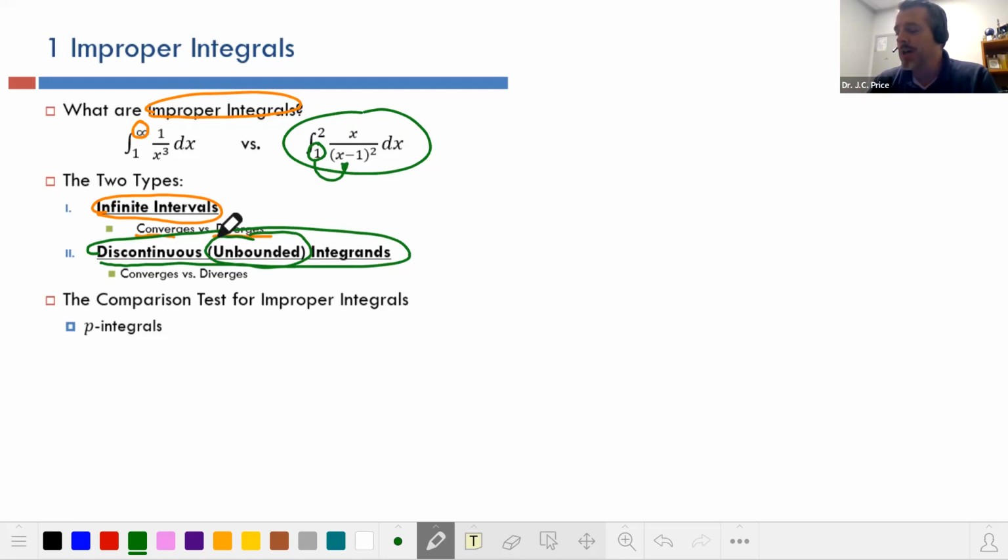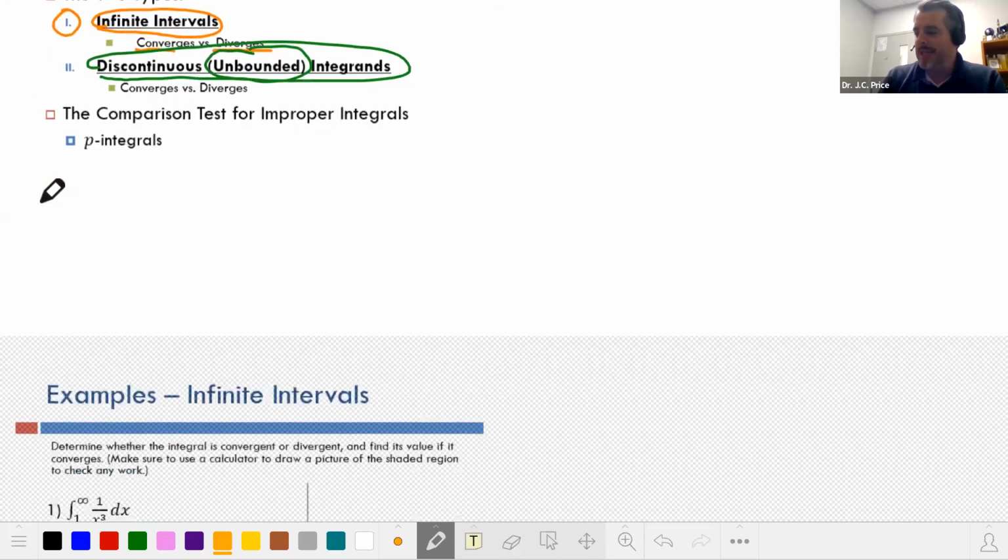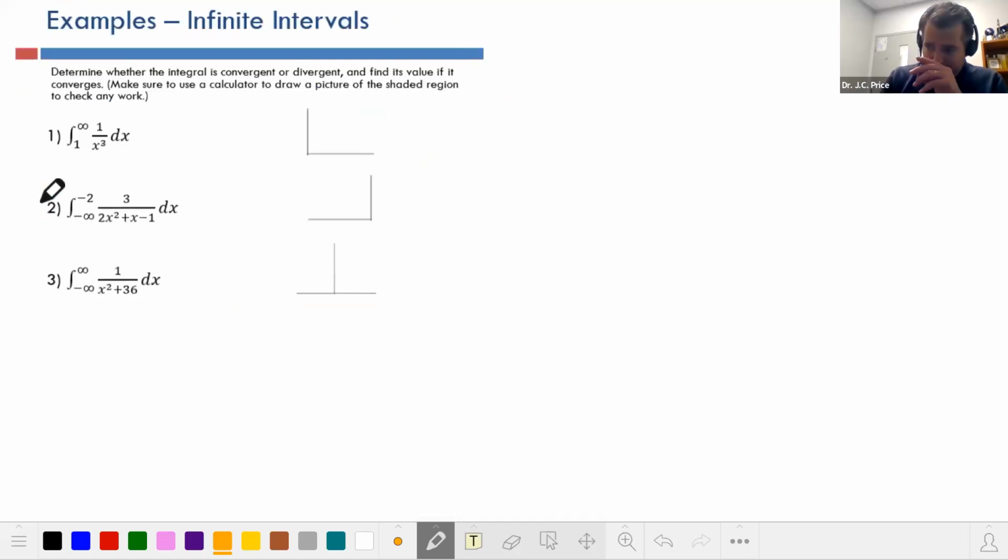All right, so our job is to get through at least one of these today. Hopefully we can get through part 1 here, and then we'll come back and do part 2 later. Let's take a look at some of the examples. We're going to do 3 examples today. One has positive infinity as a limit of integration. The second has negative infinity as a limit of integration. And the third one uses negative infinity and positive infinity, so you have a double problem. So what do you do with that?